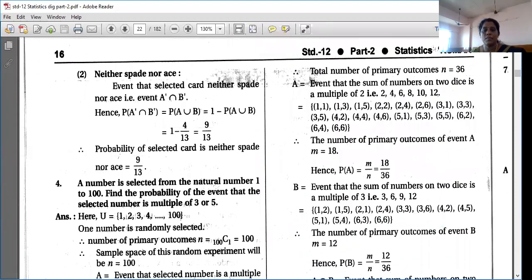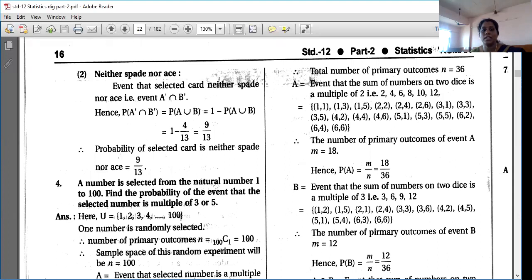Event that the sum of the numbers on two dice is a multiple of 2. That is 2, 4, 6, 8, 10, 12. Like this your number should come, right? Now you have to take such numbers like 1, 1. So 1 plus 1 is 2. Then 1, 3. 1, 2 we have not taken because 1 plus 2 is 3. So 3 is not a multiple of 2. That's why we have not taken 1, 2.